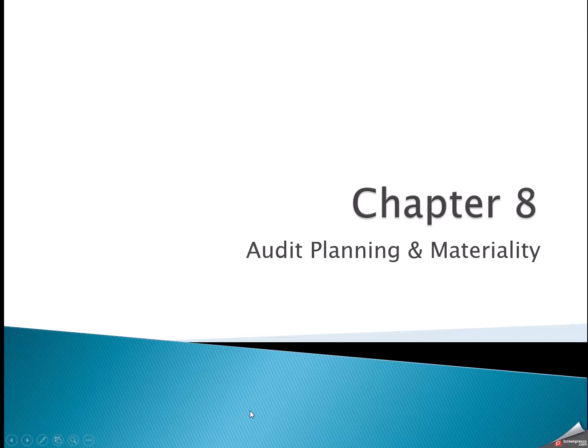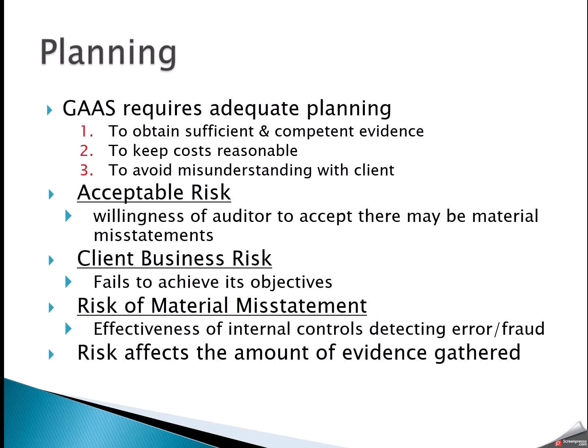This video is going to talk about Chapter 8, which deals with the stages of an audit, and the first stages, which deal with audit planning and setting materiality limits. So audit planning is required to follow generally accepted auditing standards, set forth by the AICPA, and they require that the auditors perform adequate planning to obtain sufficient and competent evidence, because again, they're going to judge this client or this company based on that evidence that they gather.